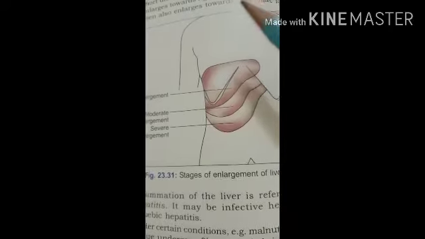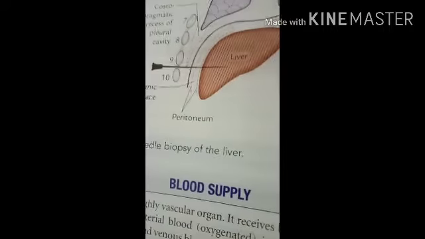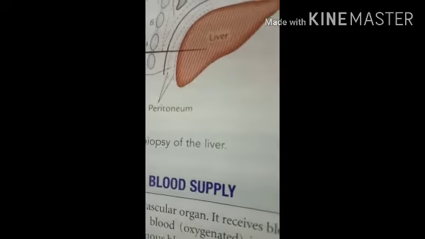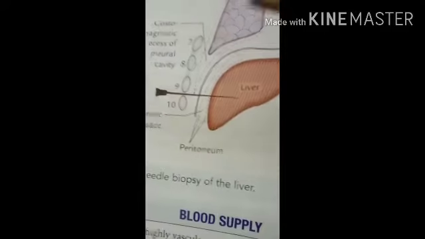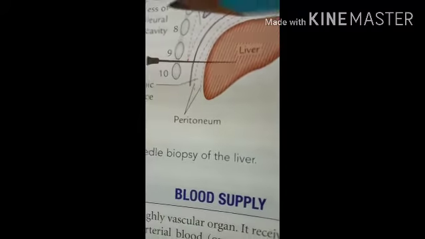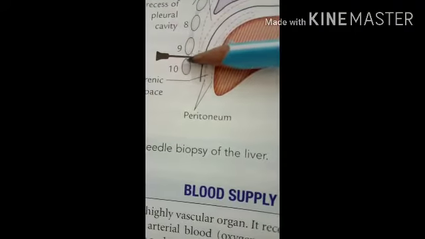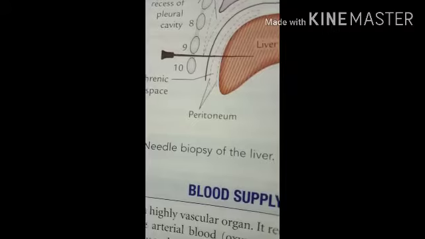Then next is the liver biopsy. For this, here you can see the liver biopsy. It needs to be done in certain clinical conditions. For the liver biopsy, a needle is passed into the 8th or 9th intercostal space.